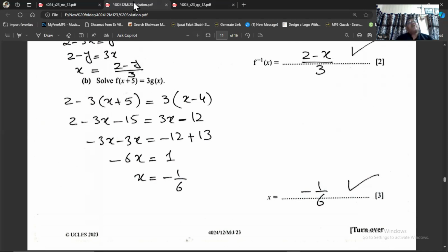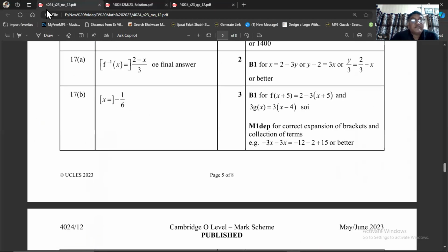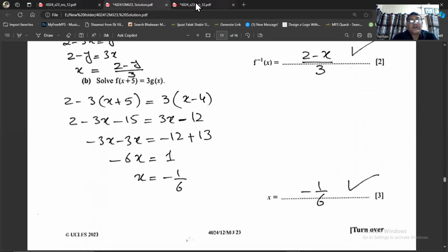So you will have minus 3x minus 3x equals to, that will be minus 12 and plus 13, and minus 6x equals to 1. So x will be equals to minus 1 by 6. So the value of the x will be minus 1 by 6. And our answers are right. Okay, so we are going to the next part.